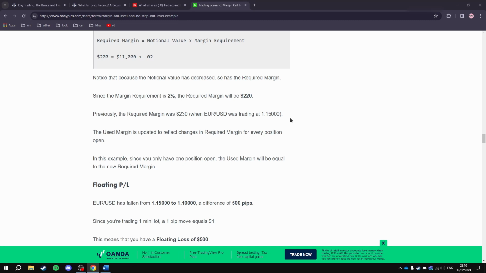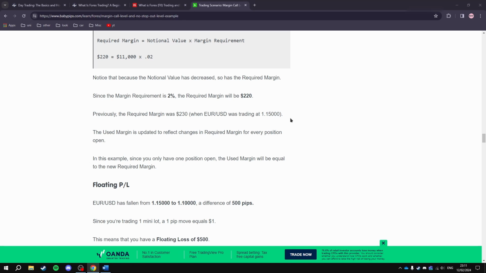Previously, the required margin was $230 when EUR/USD was trading at 1.15. The used margin is updated to reflect changes in the required margin for every position open. In this example, since you only have one position open, the used margin will be equal to the new required margin.